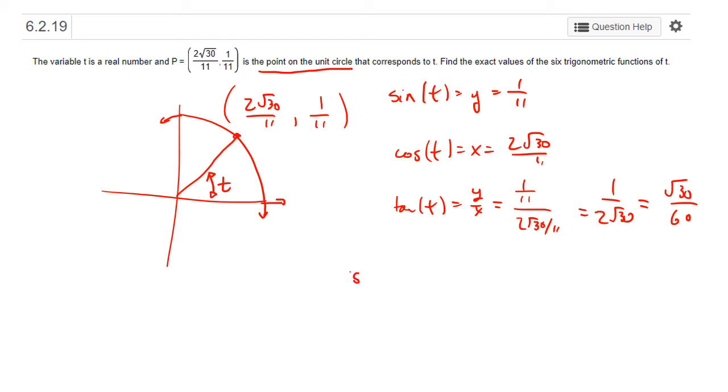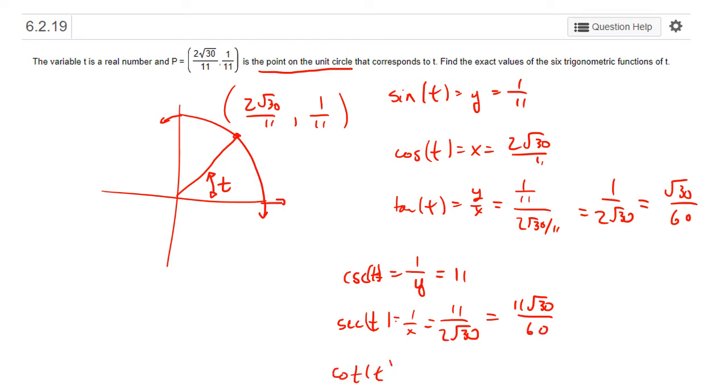Next, we'll have, for example, the cosecant of t. That's 1 over the y coordinate, which is just 11. The secant of t is 1 over the x coordinate. That's 11 over 2 root 30. I'm just reciprocating them. If you don't want radicals in the denominator, you can go ahead and call this 11 root 30 over 60. And finally, the cotangent of t is x over y, which is 2 root 30 over 11 over 1 over 11. Go ahead and cancel your denominator of 11 for just 2 root 30.